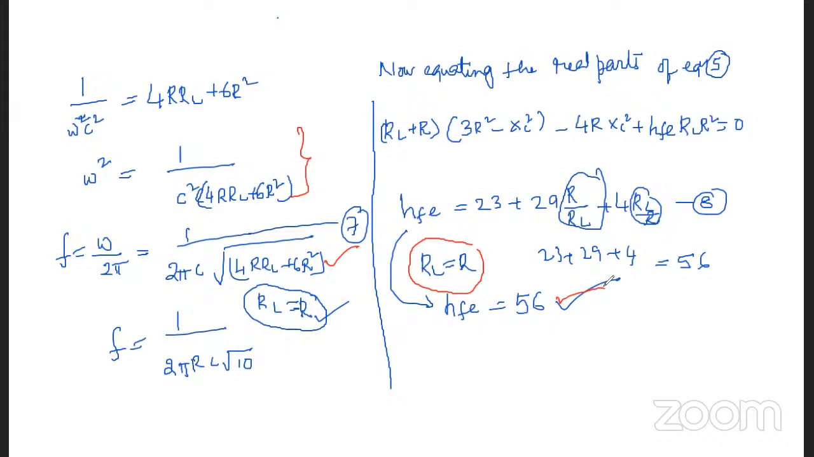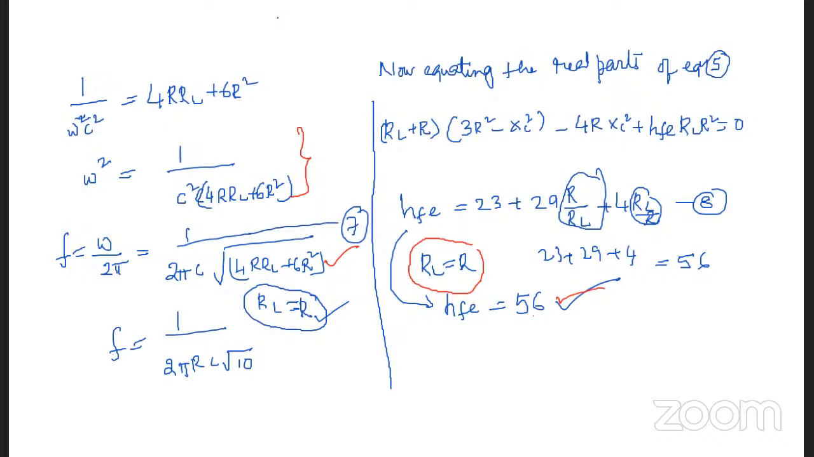That is nothing but the condition for sustained oscillations. In order to get sustained oscillations in this RC phase shift oscillator, the minimum value of the forward current gain ratio should be equal to 56. If it is 56 or more, then only will you get sustained oscillations. This is the condition for sustained oscillations. So this is about the phase shift oscillator.